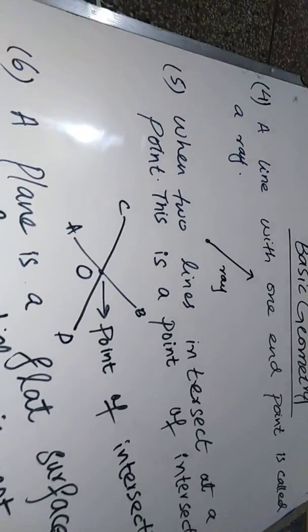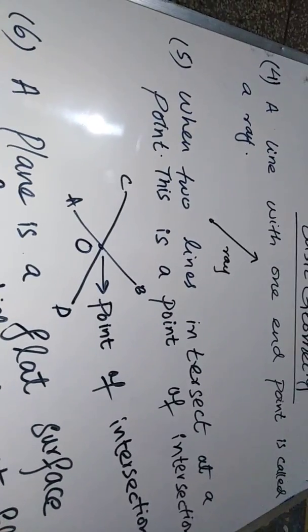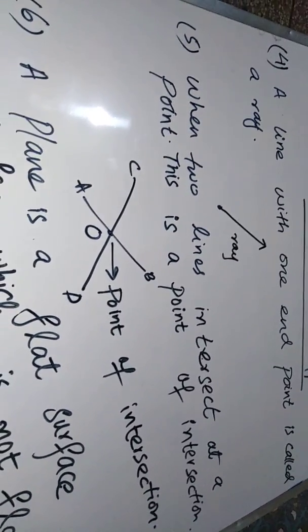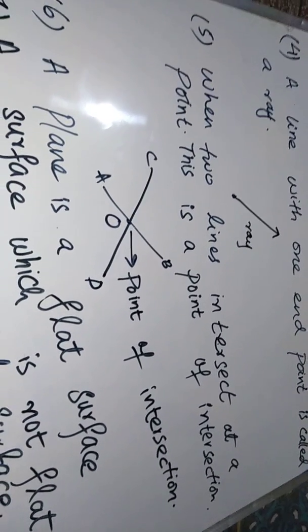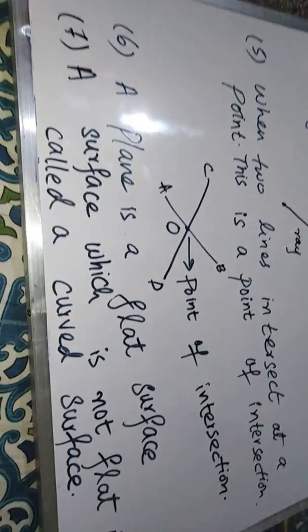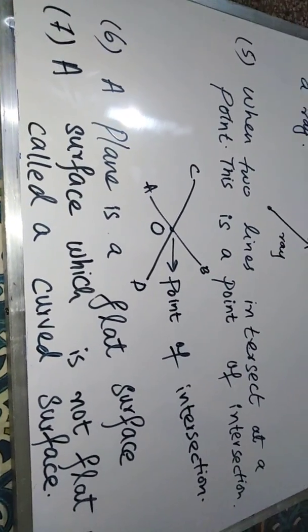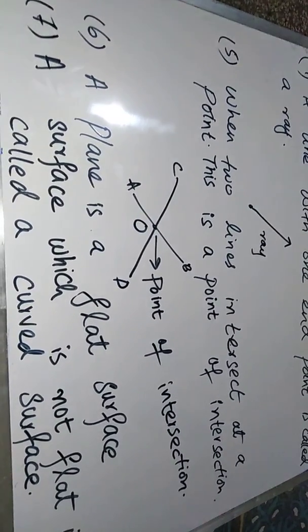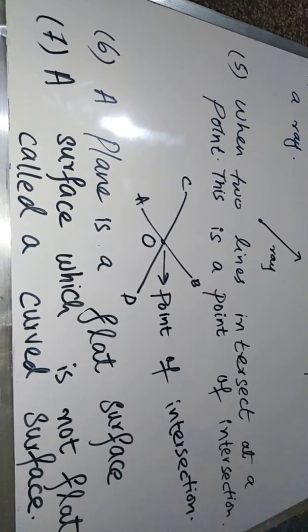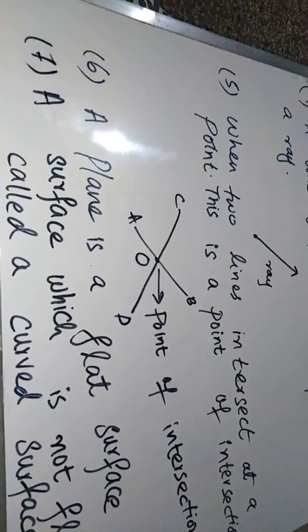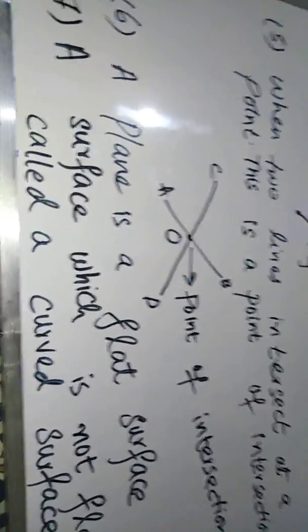Here we can see the points that we have discussed. At point 4 we discussed that a line with one end point is called a ray. In the fifth point we discussed that when two lines intersect at a point, this is a point of intersection. You can see this point O is a point of intersection. Then we discussed that a plane is a flat surface. In the same way, a surface which is not flat or which has curves on it is a curved surface.